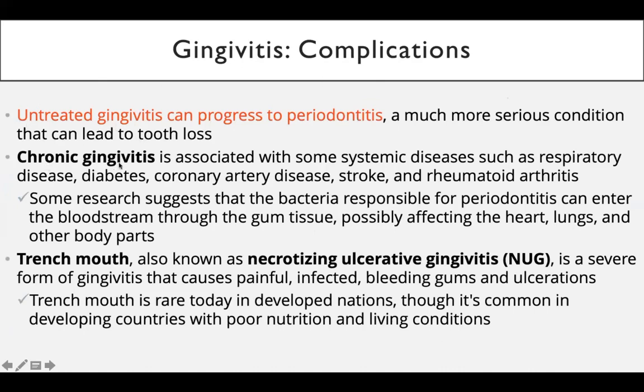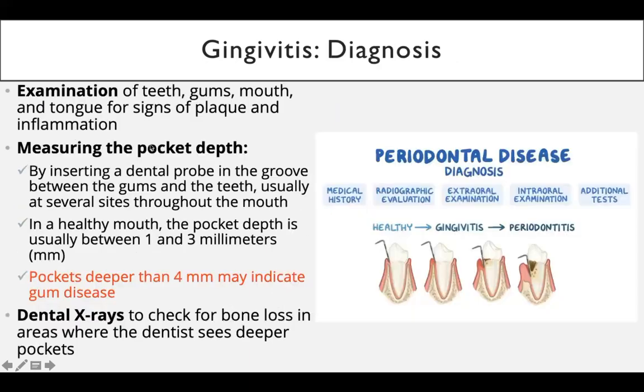and then there was chronic gingivitis, which can lead to many diseases. And then there was French mouth, necrotizing ulcerative gingivitis, which is a severe form of gingivitis that causes painful, infected, bleeding gums and ulcerations. Then how to make the diagnosis? We did some intraoral examination, extraoral examination, and then we measured the pocket depth by inserting a dental probe.